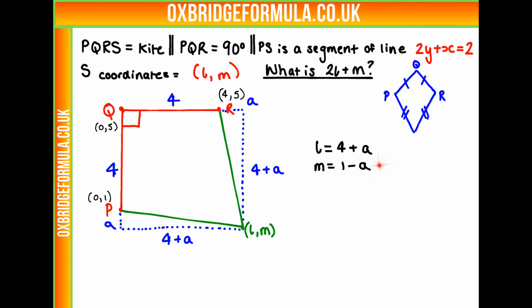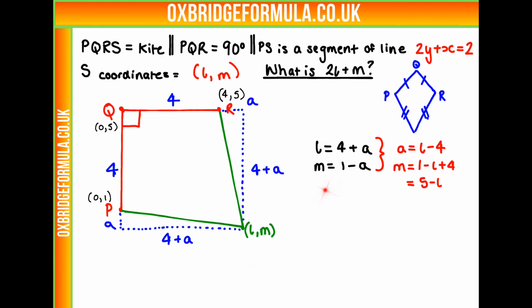Now to make this easy, what I would do is try and get L in terms of M, or M in terms of L. To do that, we know that A = L - 4, and we can substitute that into this equation here to get M = 1 - (L - 4), or 5 - L. So we have an expression for L and M now. Where can we go from there? How do we work out the actual values of these points?